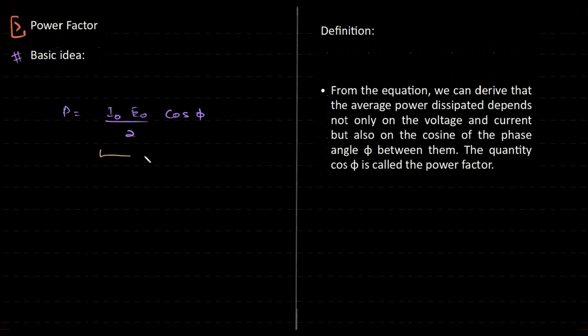So this is fixed, you know. What changes in your combination is phi. Once you change the LCR combination, phi will change. So this is your variable, and that is given the name power factor.